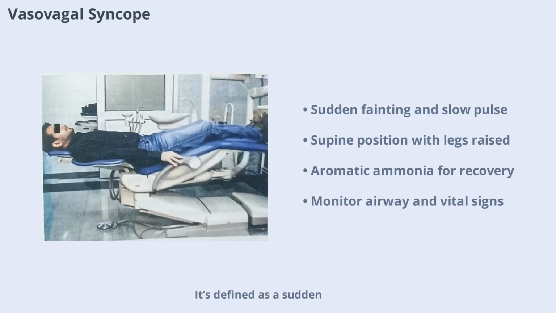It's defined as a sudden, transient loss of consciousness with spontaneous recovery, often triggered by anxiety, fear, or pain. The underlying cause is a vagus-mediated reflex bradycardia, sometimes accompanied by peripheral vasodilatation, leading to reduced blood flow to the brain. Signs include lightheadedness, dizziness, pallor, nausea, sweating, and fainting. The pulse is typically slow and feeble. Prevention focuses on stress reduction, good communication, and reassurance.